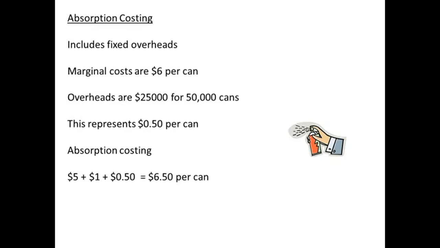With absorption costing, we have to add in the overheads. We still have our $6 per can. We have overheads of $25,000 for 50,000 cans, which represents 50 cents per can. So our total for absorption costing becomes $6.50 per can. We can see this is a greater cost per can than marginal costing.